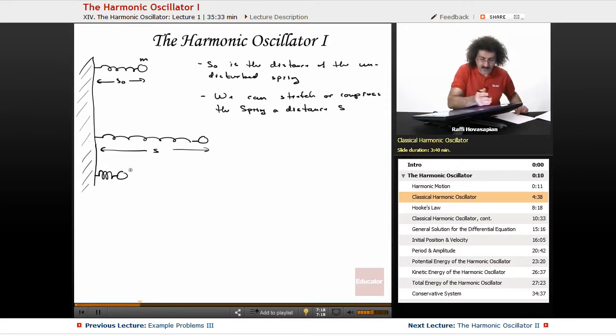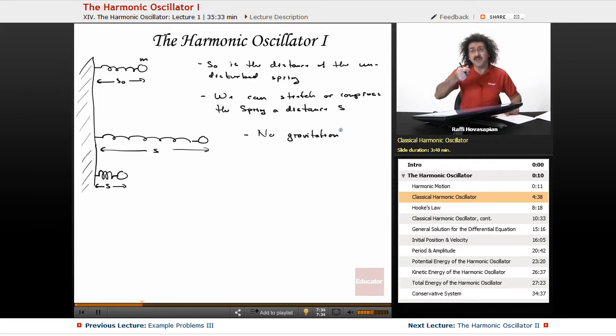There we go. So we've taken it and we've actually pushed it in. So now this is the distance S. Okay? Now, no gravitation is acting on this, no gravitational force. So the only force that's acting on this mass is the spring. I pull the spring this way, the spring is going to want to pull it back that way. I push the spring in, the spring is going to want to push back the other direction.